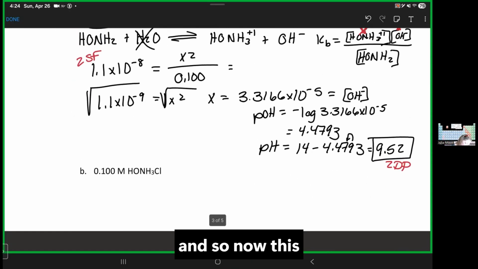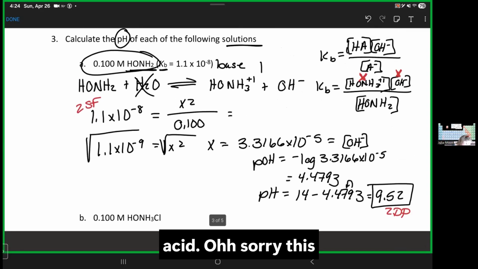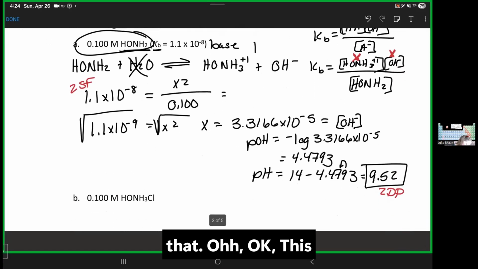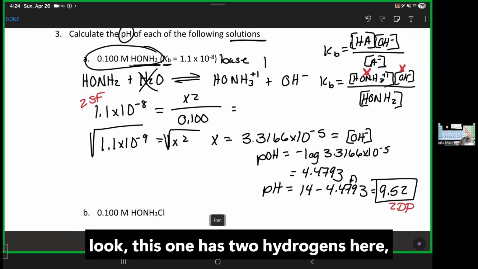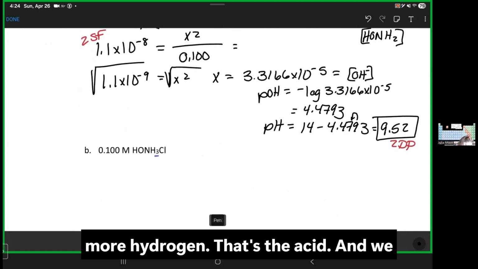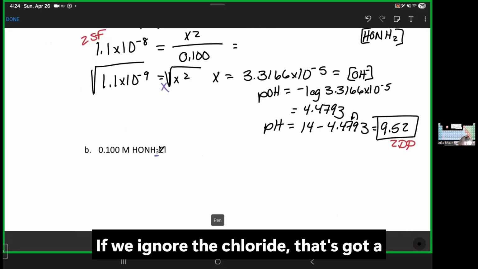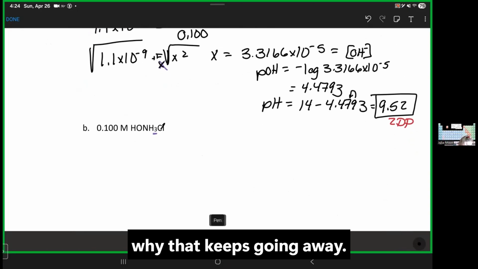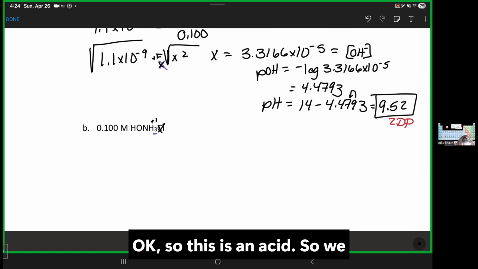Okay, and now this one, this is the base for that. Oh, okay, this is the acid for that, because when you look, this one has 2 hydrogens here. That one's got 3 hydrogens. It's got 1 more hydrogen. That's the acid. And we can ignore that chloride. If we ignore the chloride, that's got a positive 1 on it. Okay, so this is an acid.